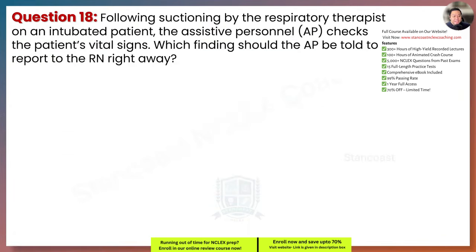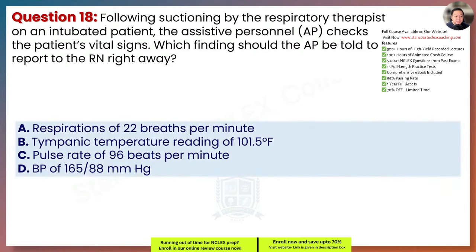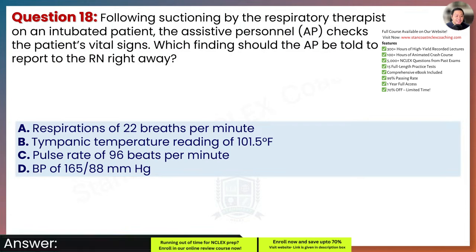All right, let's have number 18. Following suctioning by the respiratory therapist on an intubated patient, the assistive personnel checks the patient's vital signs. Which finding should the assistive personnel be told to report to the RN right away? Options: A, respirations of 22 breaths per minute. B, tympanic temperature reading of 101.5 degrees Fahrenheit. C, pulse rate of 96 beats per minute. And blood pressure for D, 165/88 mmHg. The answer is letter B.